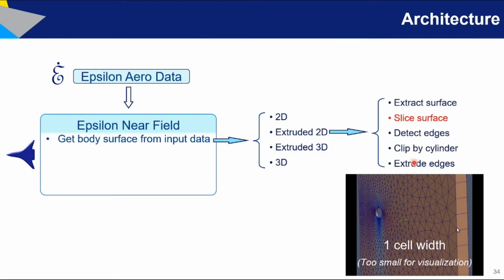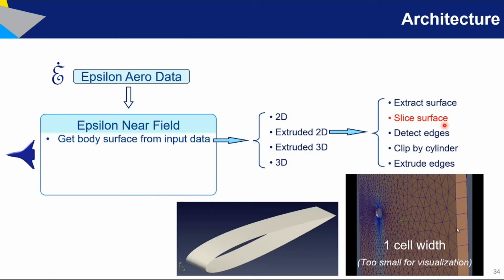Basically, the operations are quite similar to the 2D case because the topology is relatively similar. The only thing that changes is this operation marked here in red, that is slice surface. What is this? Well, if I go back to the case of the 2D airfoil, let's say that we have a 2D airfoil with one cell of thickness for the case of OpenFOAM.